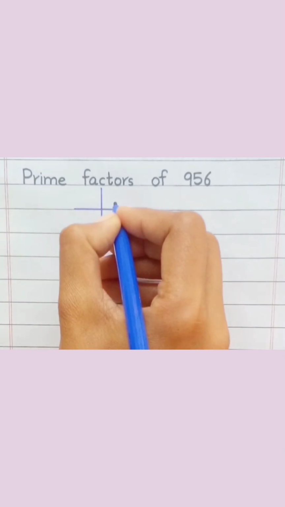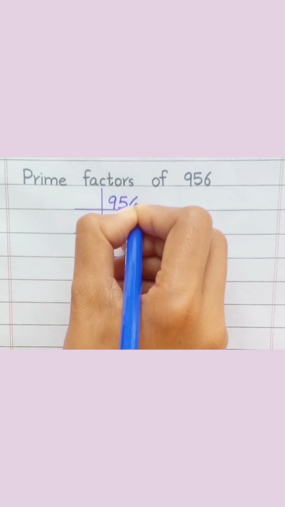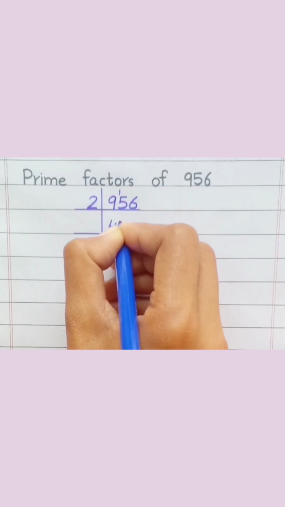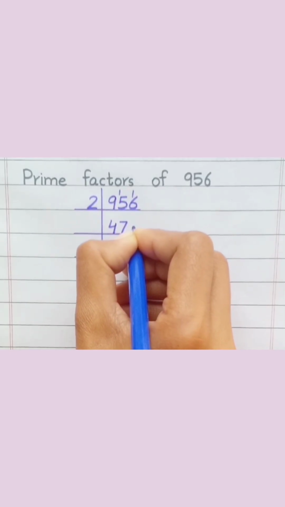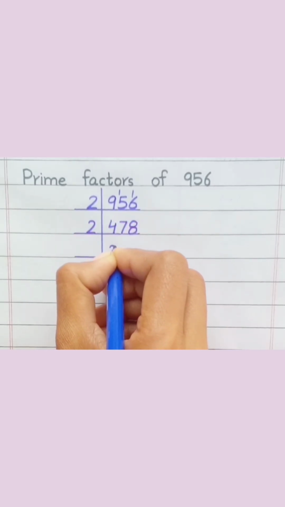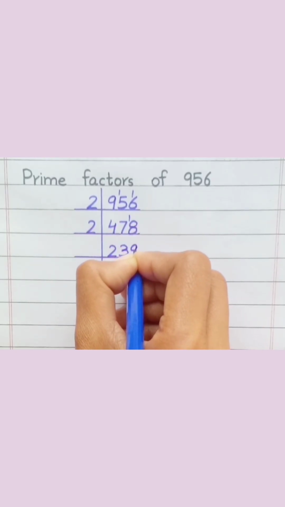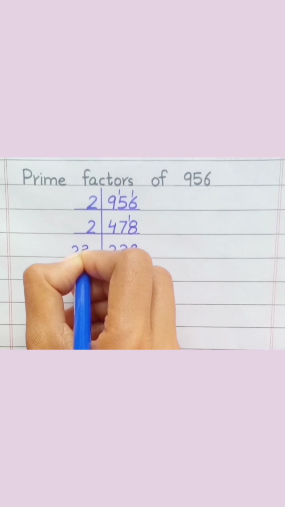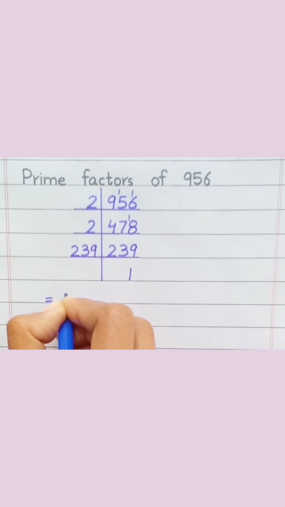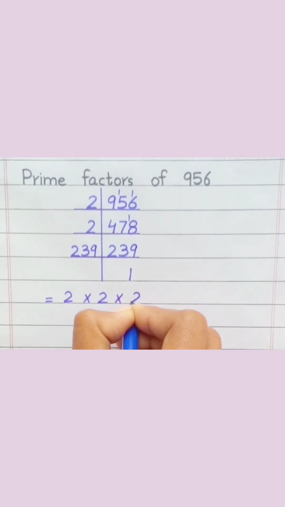Prime factors of 956. 2 4s are 8, 2 7s are 14, 2 8s are 16, 2 2s are 4, 2 3s are 6, 2 9s are 18, 239 ones are 239. 956 equals 2 multiply 2 multiply 239.